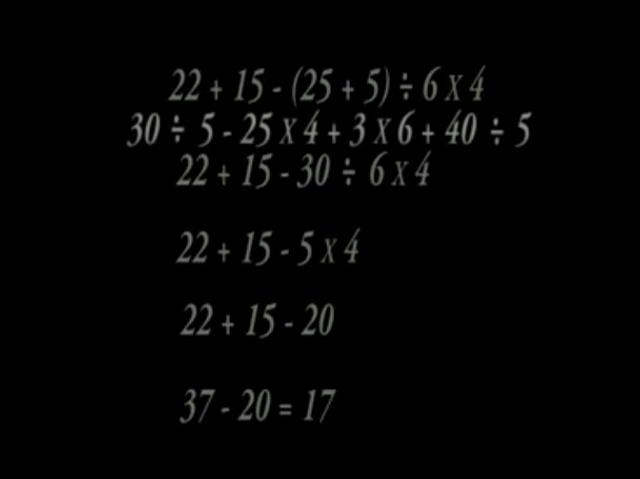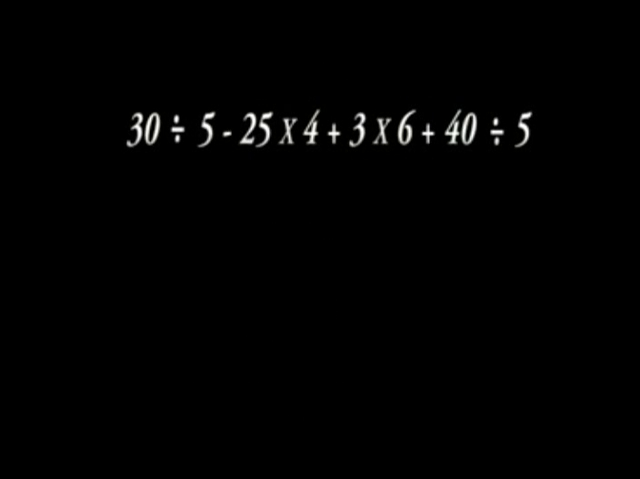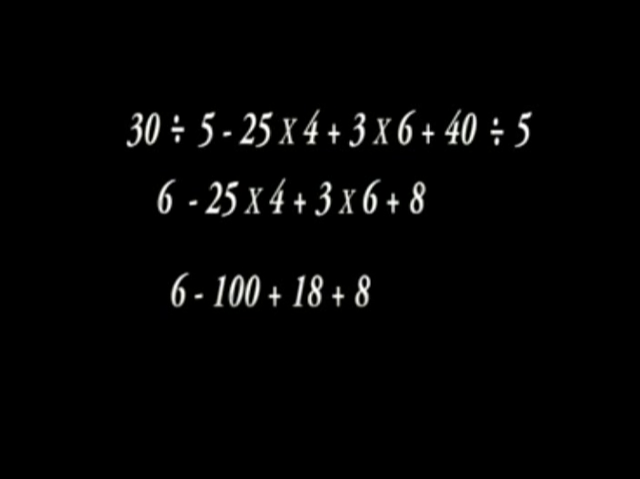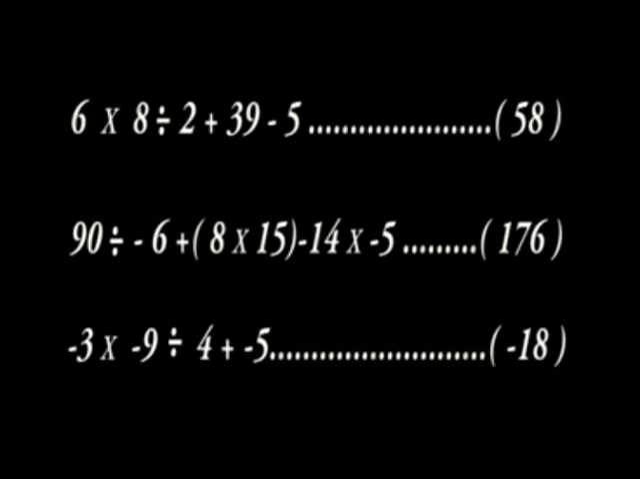Another example, 30 divided by 5 minus 25 times 4 plus 3 times 6 plus 40 divided by 5. Using BIDMAS, we have 6 minus 25 times 4 plus 3 times 6 plus 8. Next is multiplication, and we get 6 minus 100 plus 18 plus 8, finally giving us minus 68 as the answer. Please work out the following and see if you end up with the answers provided in the bracket.